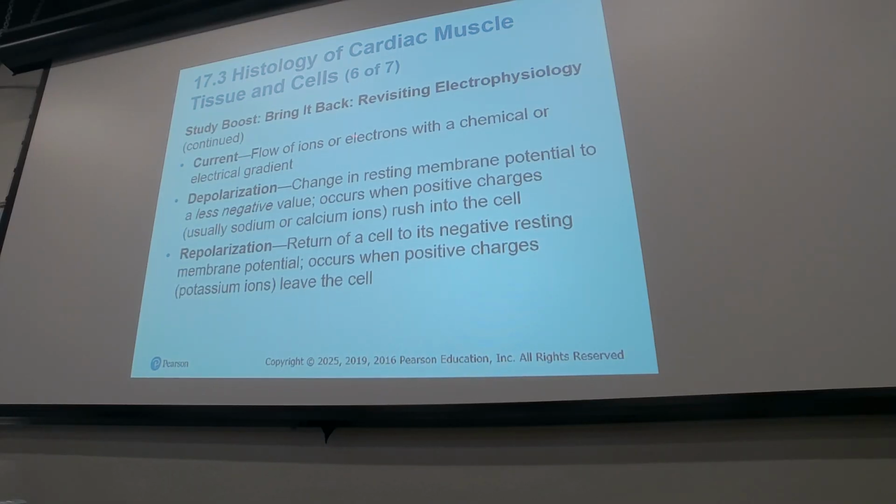So, current is the flow of ions or electrons along a chemical or an electrical gradient. Fewer students in the hallway, more students inside the classroom. That's a gradient.